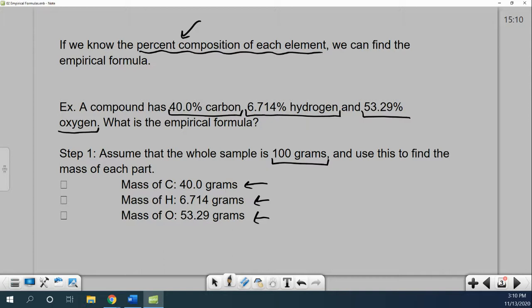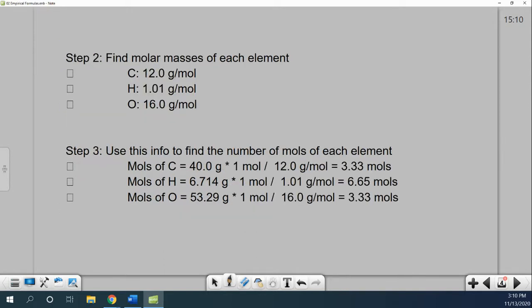So here's 100 grams. You put it into whatever you're going to do, the oven, electrolysis, and it breaks down. You figure out what each component is. All right, I've got 40 grams of carbon, 6.714 hydrogen, 53.29 oxygen. What do I do with these? Well, before I move on, you could probably guess, because all of these are in grams, and are grams really helpful for us in chemistry? Not so much, hey? So what are we going to turn it into? Well, we're going to turn it into moles.